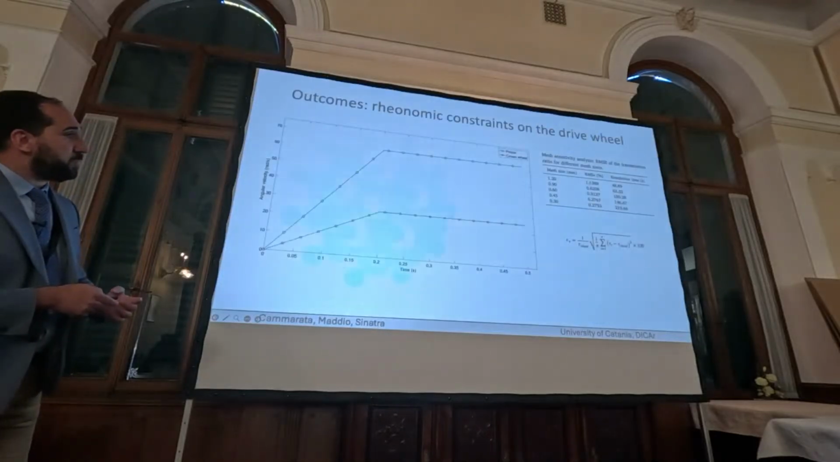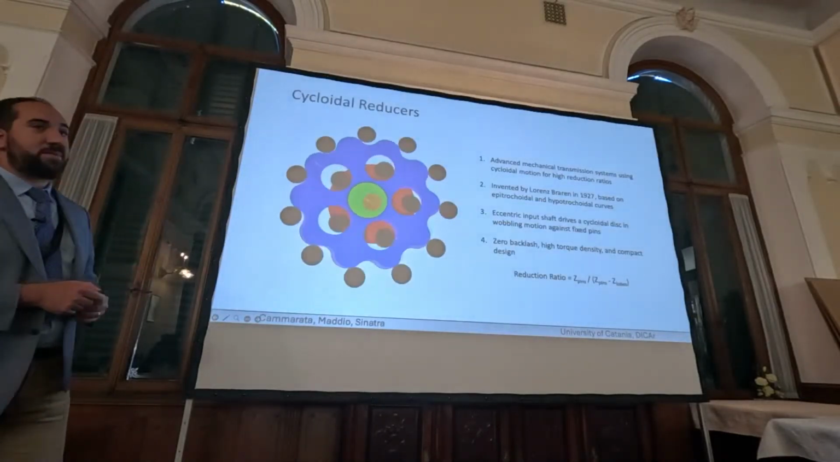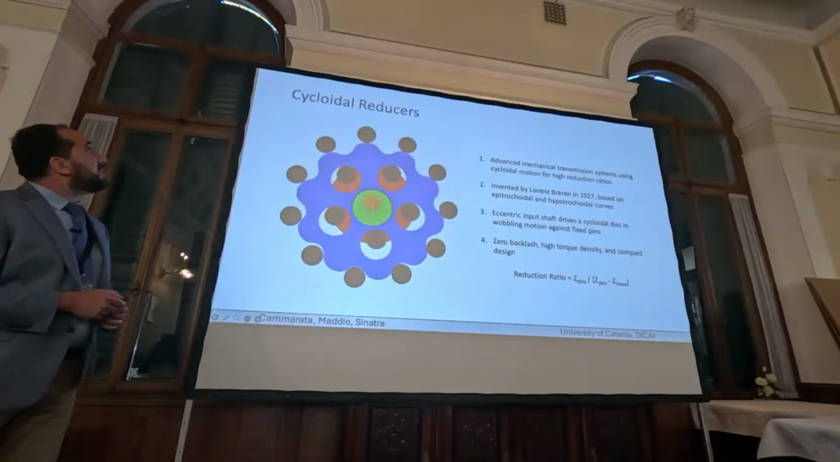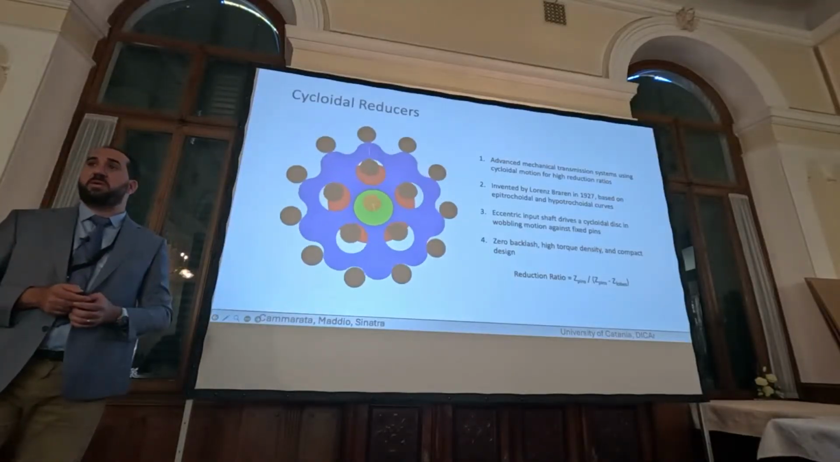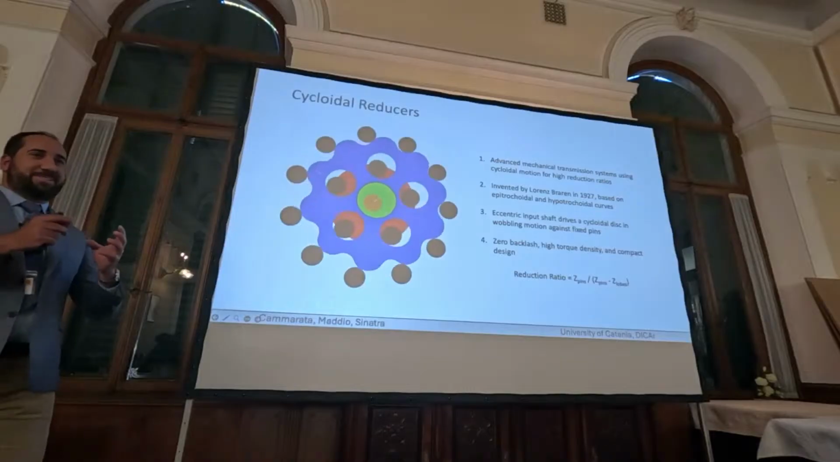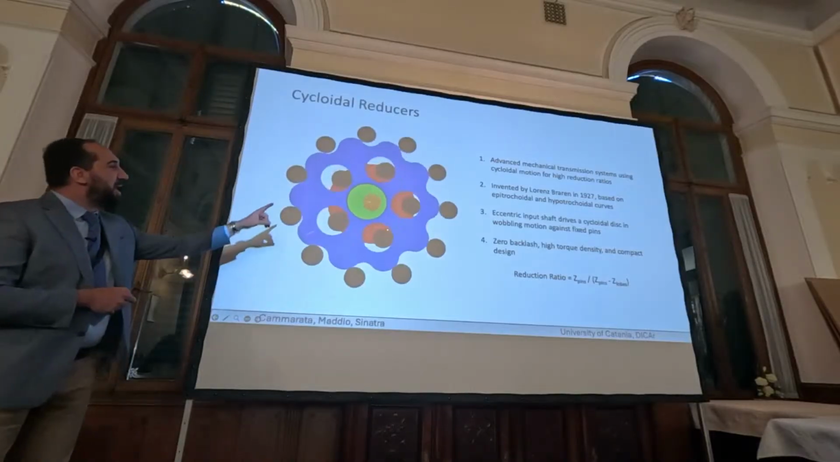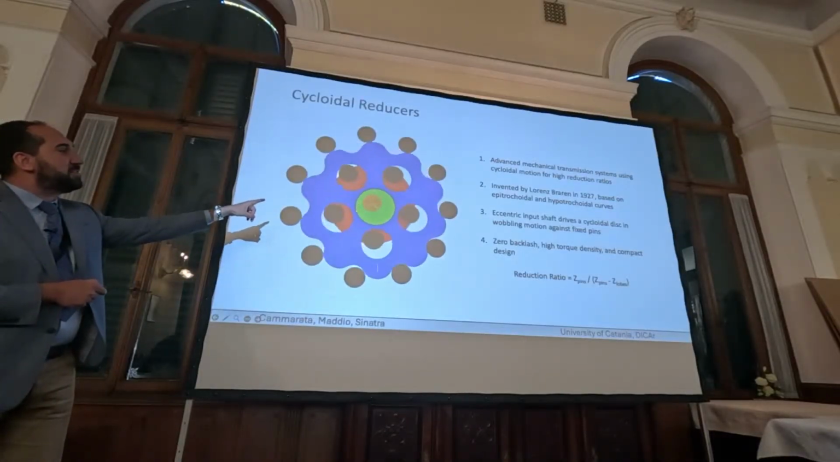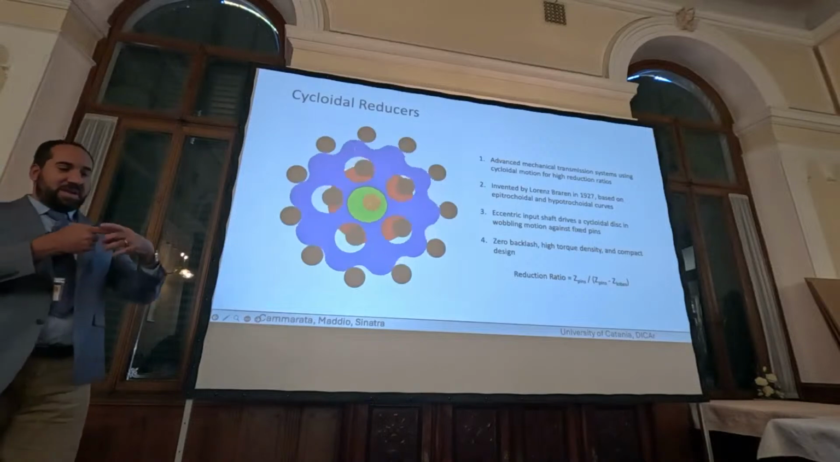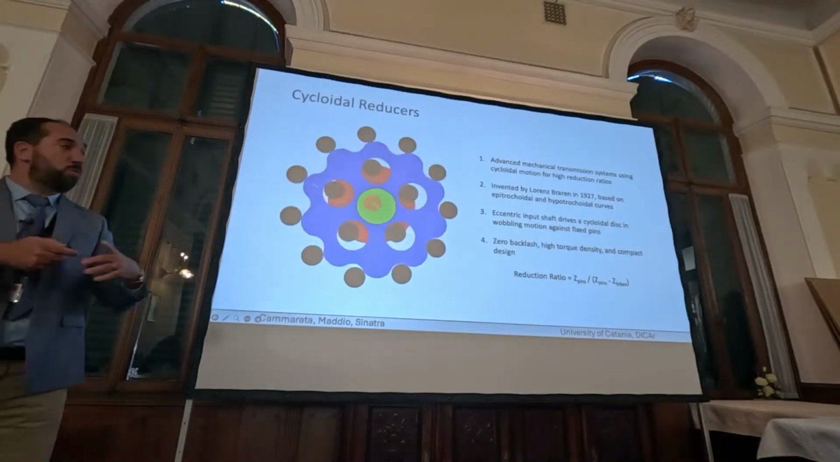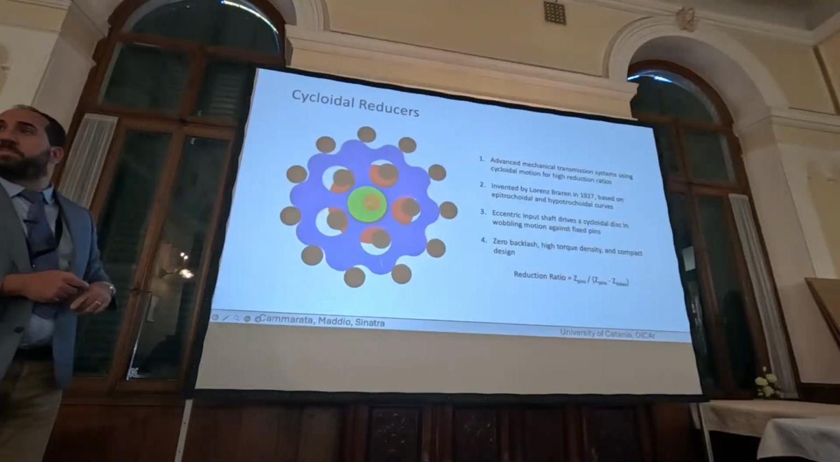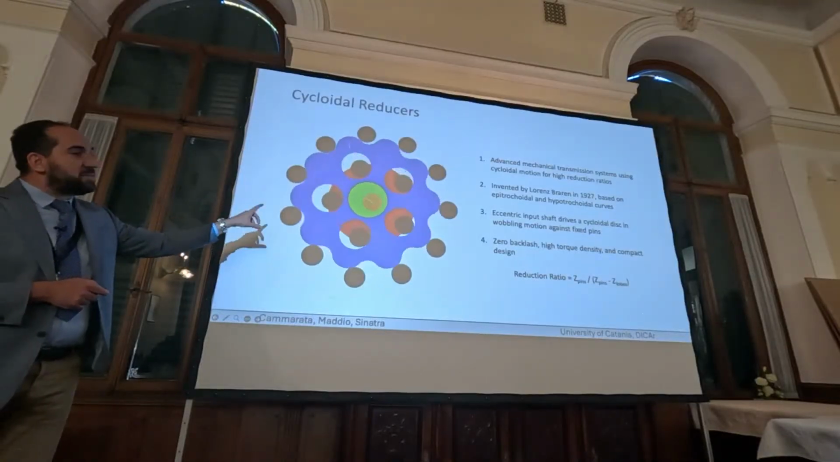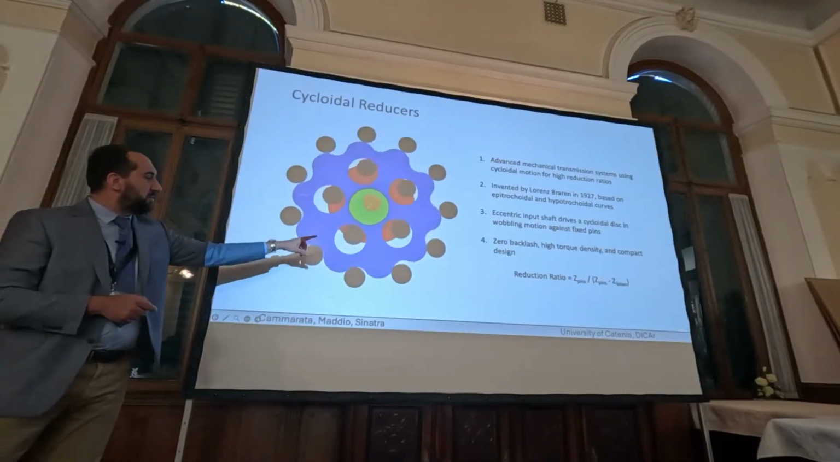And finally, the last one is a cycloidal reducer. What is a cycloidal reducer? It's quite strange because you have an eccentric shaft, this one, the green one, that engages by means of a revolute joint with the lobed profile, the blue one, and the profiles are cycloidal, this one.